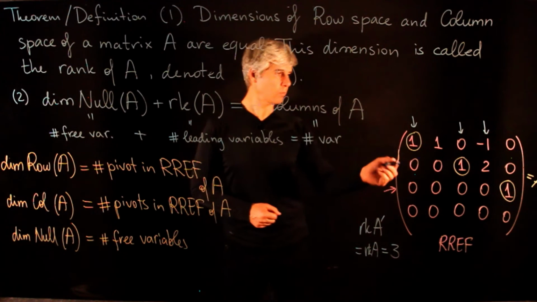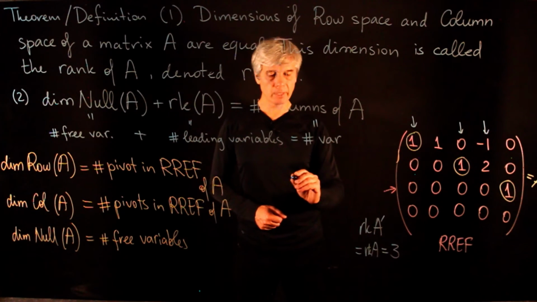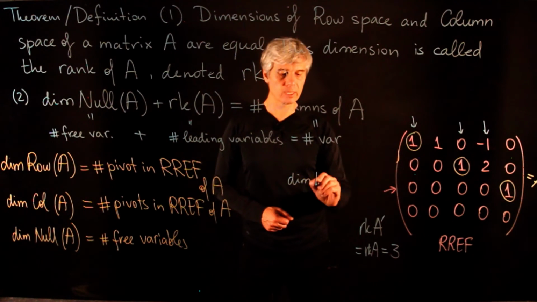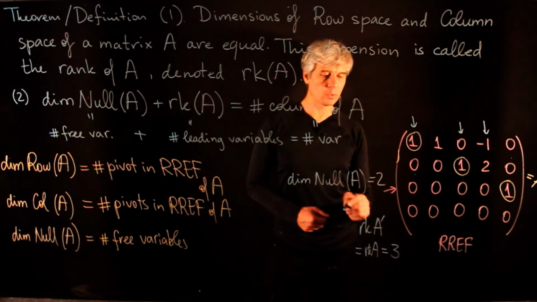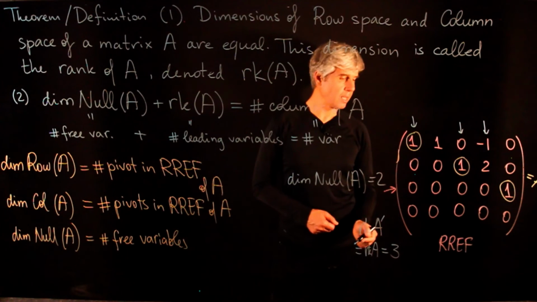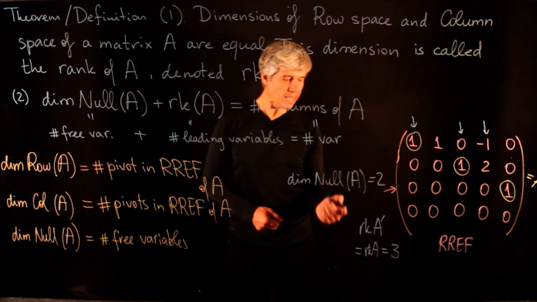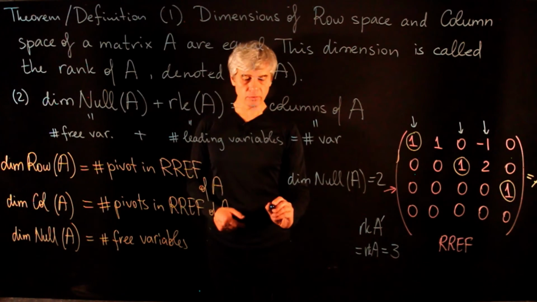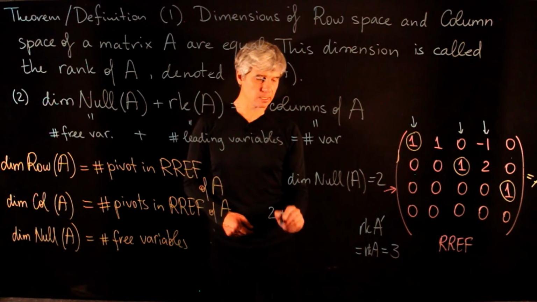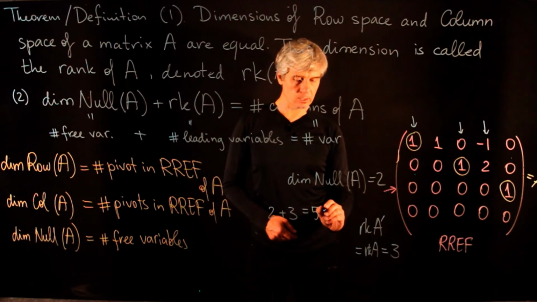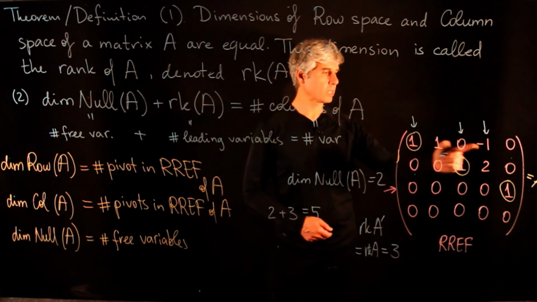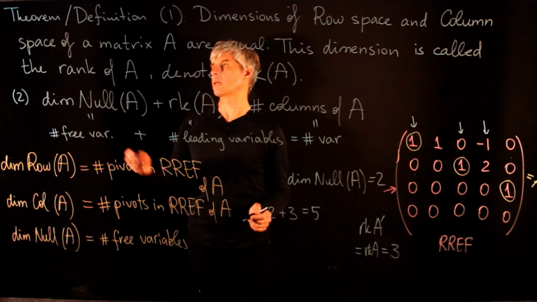And for this example, what we had is the dimension of the null space of A was 2, right? So we had 2 vectors in that basis. And so if we add the dimension of the null space plus the rank of the matrix, then we get 5, and this is equal to the number of columns in these matrices.